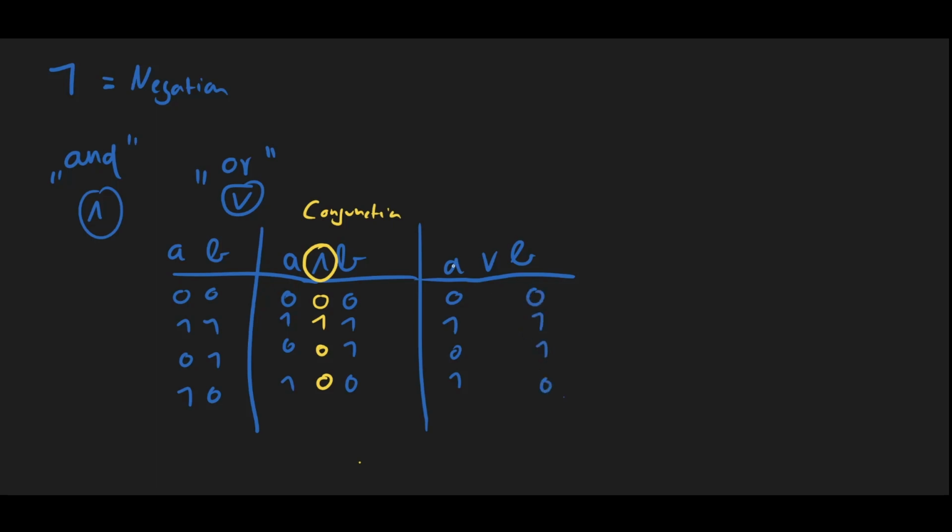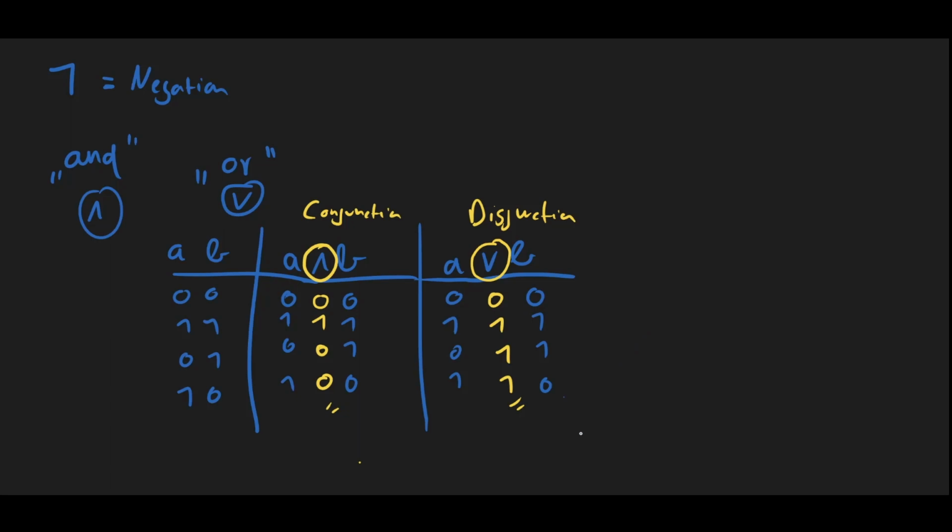And of course, A or B, if both of them are false, A or B is still false, right? So this is still false. This is true, but this is the important distinction between the operation of logical OR, we call this disjunction, and the conjunction, because if one of them is true, the disjunction is actually also true. So in this sense, the logical OR is less strict.